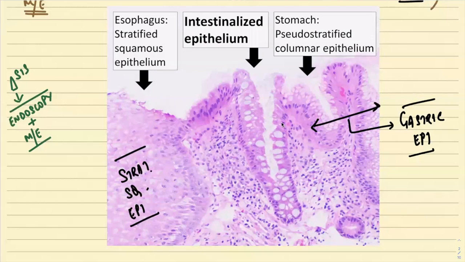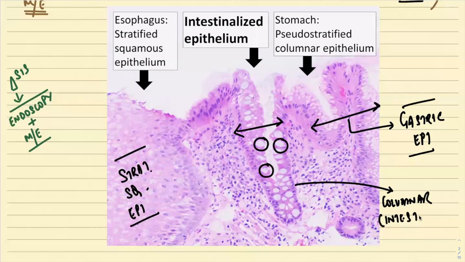And if you appreciate, in between the two, there is a type of epithelium which is columnar in nature. No doubt it is columnar in nature, but it contains what are called goblet cells. Can everyone appreciate these goblet cells over here? So this is the intestinal type of columnar epithelium. And this is the metaplastic epithelium, that is the intestinalized epithelium.